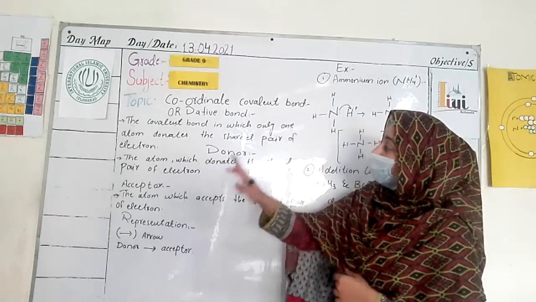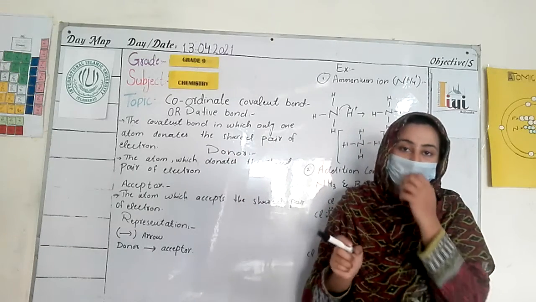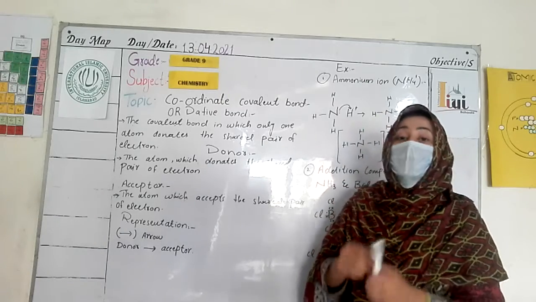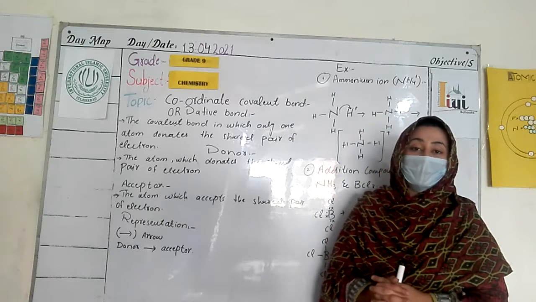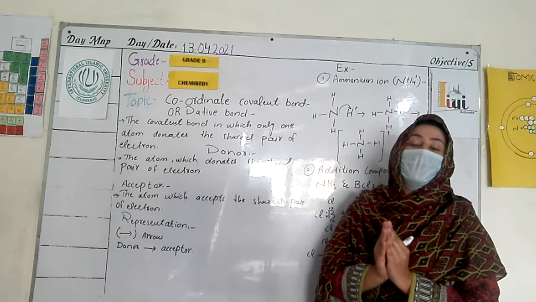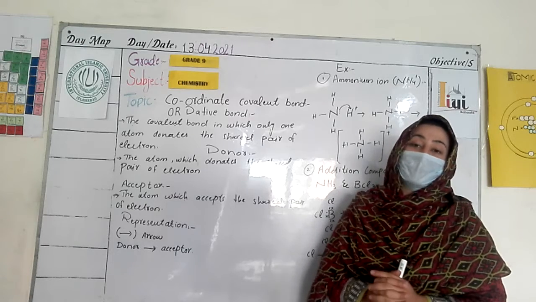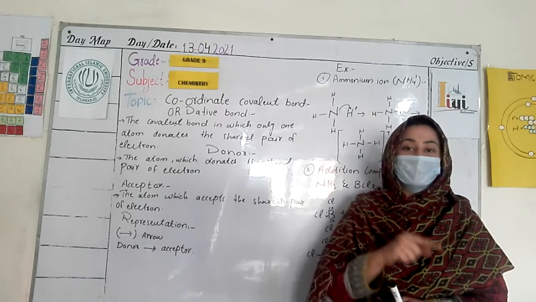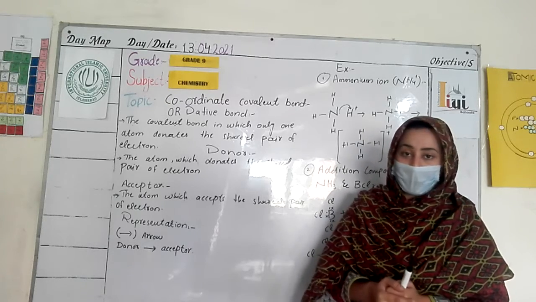The covalent bond in which only one atom donates the shared pair of electrons is called a coordinate covalent bond or dative covalent bond. What will be happening in the coordinate covalent bond? There are two types of atoms present in the bonding, but of these two, only one atom can share its electrons and the other one cannot share any electrons.